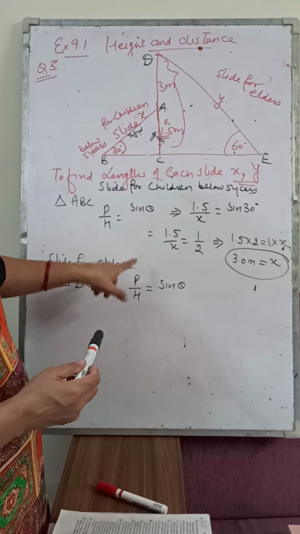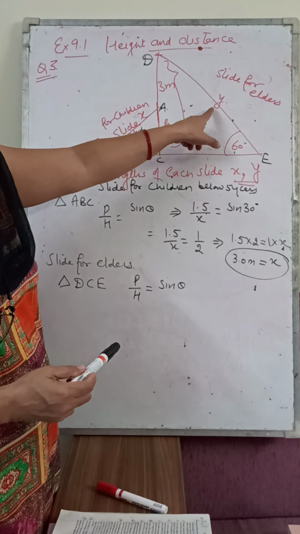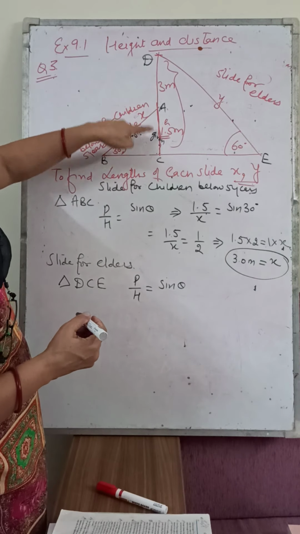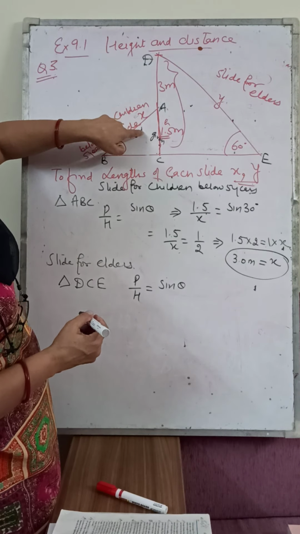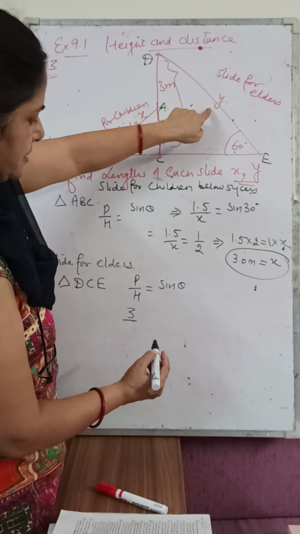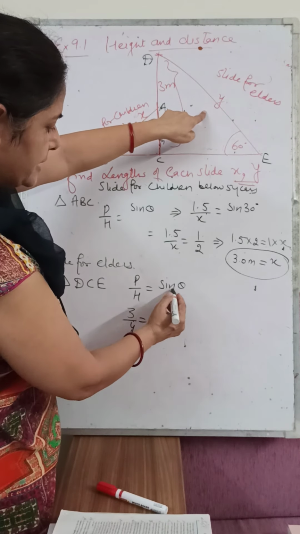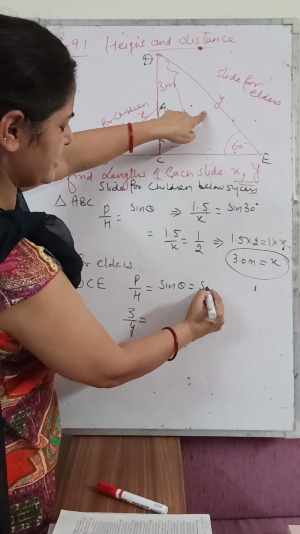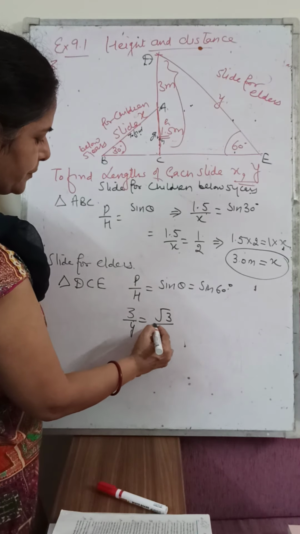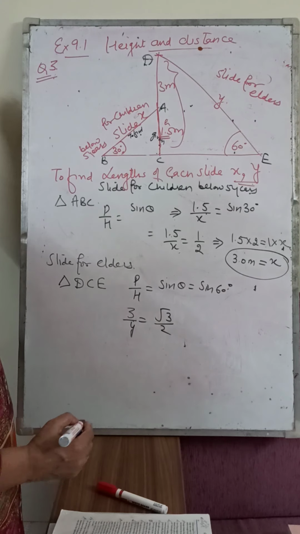Perpendicular upon hypotenuse is sin theta. Perpendicular is what? Perpendicular is 3. Hypotenuse is y. Sin theta means sin 60, and sin 60 value is root 3 upon 2.